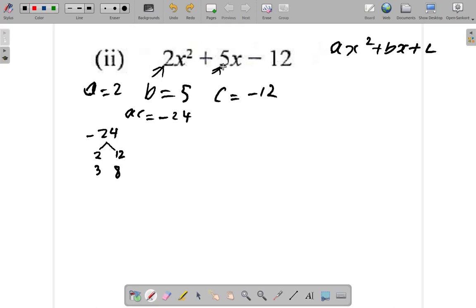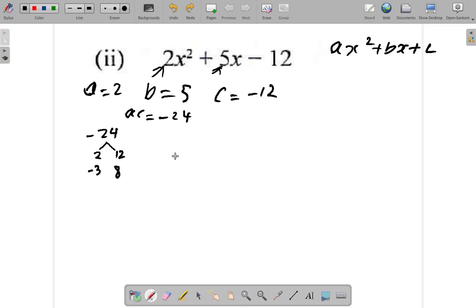If we say 3 and negative 8, 3 by negative 8 gives you negative 24. But what happens when you have 3 plus negative 8? That will give you negative 5. So that implies that the 8 is not the one you're to make negative, it's the 3. Negative 3 plus 8 is positive 5.